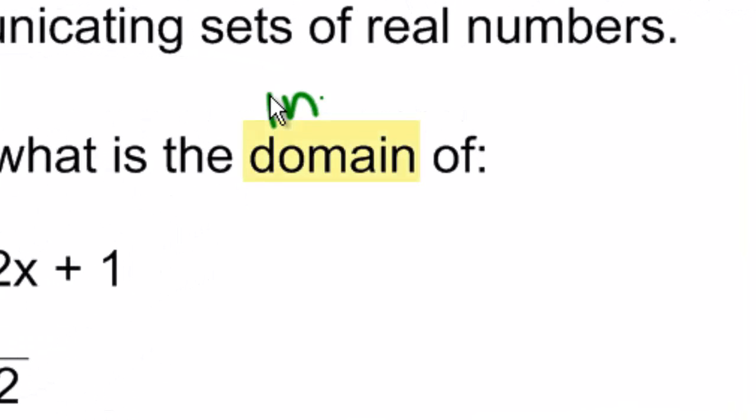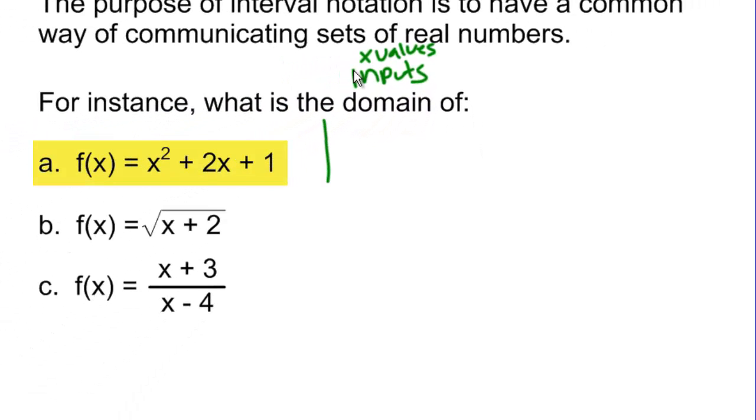Domain are all of the allowable inputs or x values that we can input into a function. So let's say for A, I wanted to make a t-chart, an input-output chart for x squared plus 2x plus 1, which you might recognize as a quadratic. For this, I could put in -3. I could put in -2. I could put in -1, 0, 1, 2. If I put in each of those numbers, I am going to get some type of output. So with the quadratic, the domain of this function is considered to be all real numbers.